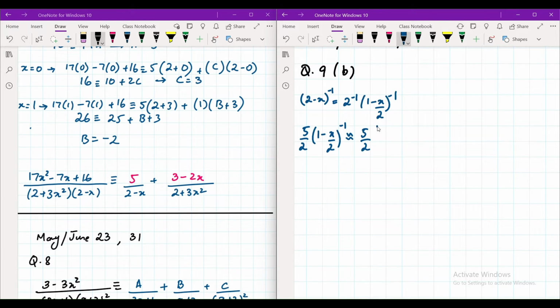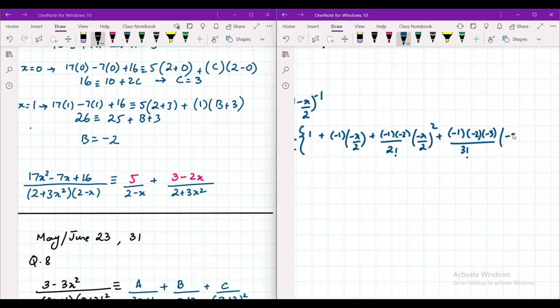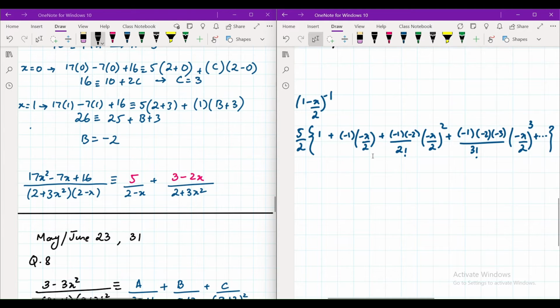5 over 2 multiplied by 1 plus negative 1 times negative x over 2, plus negative 1, negative 2 over 2 factorial, negative x over 2 whole squared. Since we need to get up to the x cubed term, we need to include that: negative 1, negative 2, negative 3 over 3 factorial, and then we have negative x over 2 whole cubed. So let's simplify this first.